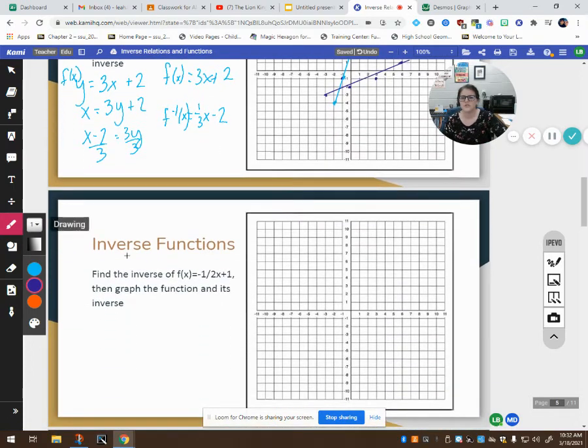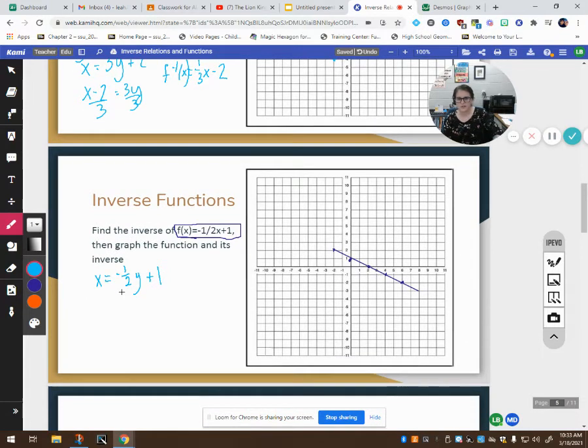Okay, so let's try another one. I encourage you to pause the video and see if you can do this yourself. I'm going to go ahead and pause the video and plot this function in purple, and then I will resume the video and we will find the inverse of this function. All right, so let's find this inverse. I rewrote the function and interchanged my x and y. Now I'm going to solve.